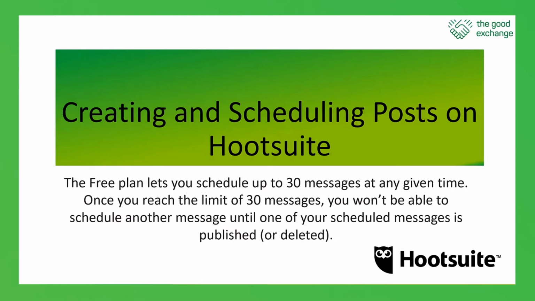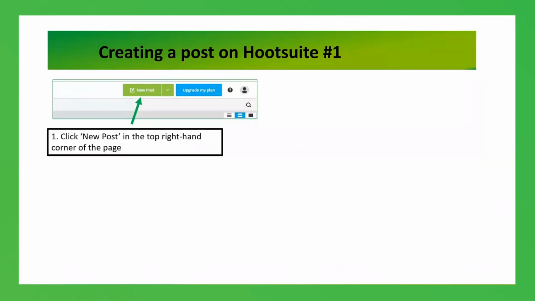So as Marina mentioned earlier, the free plan lets you schedule up to 30 messages at any given time. Once you reach this limit of 30 messages, you won't be able to schedule another message until one of your scheduled messages is published or has been deleted. So that's quite important to note when you're using the free version of Hootsuite.